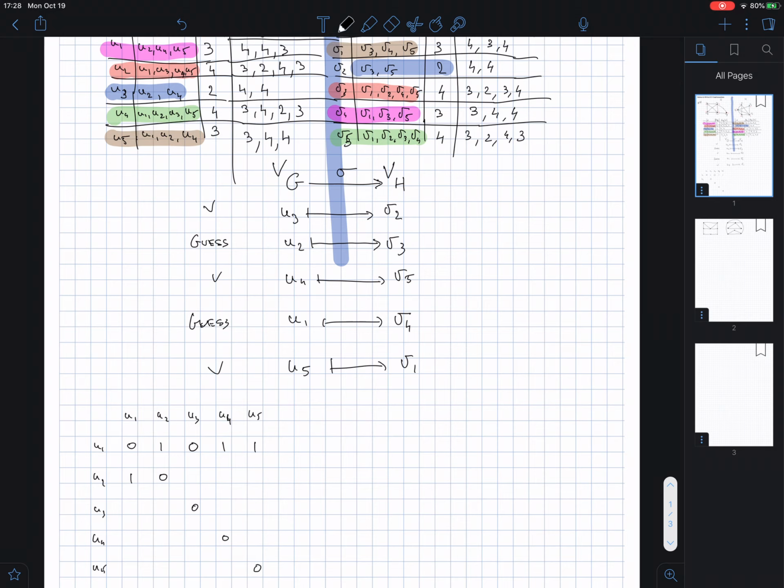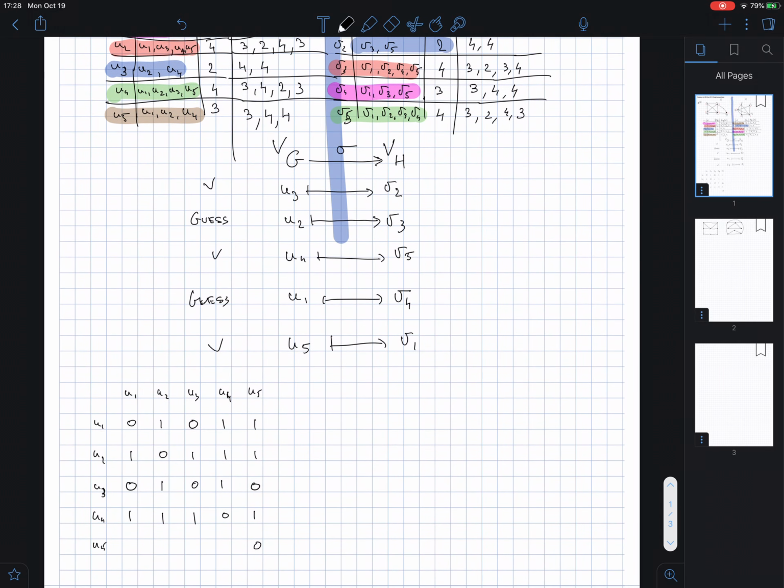For U2, everything is there, so we have 1, 1, 1. For U3, we have U2 and U4, and the other ones are not there. U4, we have all of them. I'm just looking at the adjacency list and copying this by putting ones if they are there and zeros if they're not there. And then U5, U1, U2, and U4, so a 0 here.